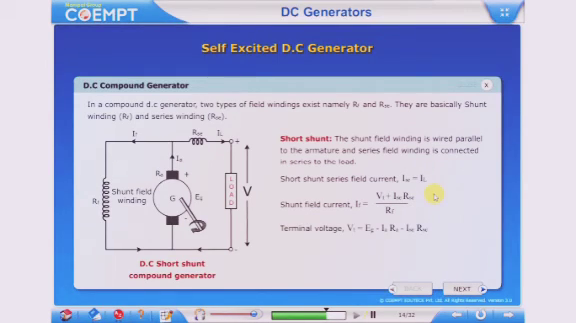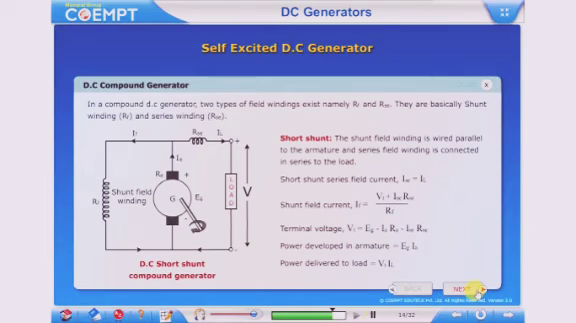Long shunt. Here the shunt field winding is parallel to both armature and series field winding. Long shunt series field current Ise is equal to Ia, which is equal to IL plus If. Shunt field current If is equal to Vt divided by Rf.